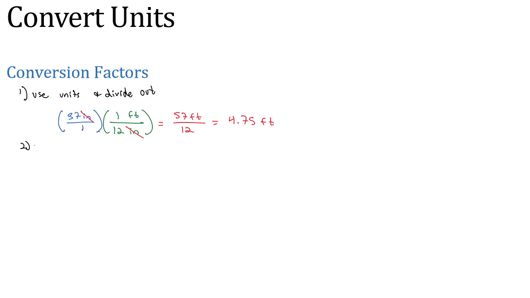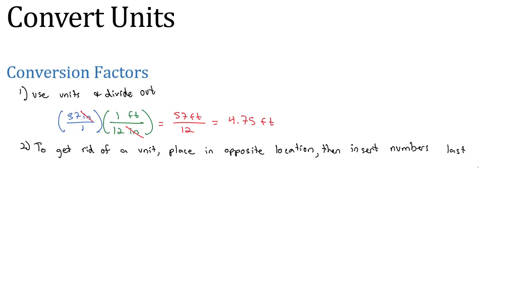The idea here is that to get rid of a unit, we place the unwanted unit in the opposite location. Then we'll insert the numbers last. In the above example, you'll notice that that green conversion factor, 1 foot and 12 inches, are the exact same amount. So I'm really multiplying by the same thing on top and bottom. I'm multiplying by 1. It doesn't change the value. However, by putting those 12 inches on the bottom in the denominator, the inches we're able to divide out, changing us into feet. Let's do 2 examples of this.